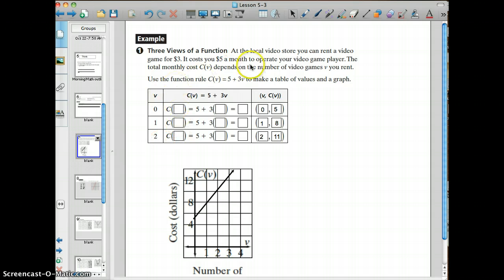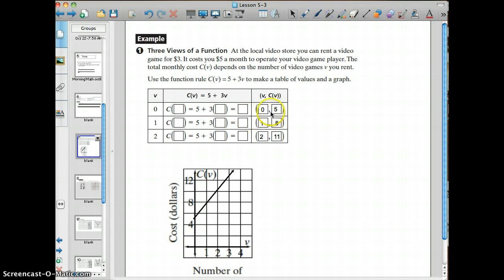Let's look at the first example here. We've got a local video store that will rent you a video game for $3. It costs you $5 a month to operate your video game player. Your parents charge you for electricity. So let's calculate the total cost, and that's going to depend on how many video games you rent. So here's our function rule. Cost is going to equal 5 plus 3 times the number of video games we rent.